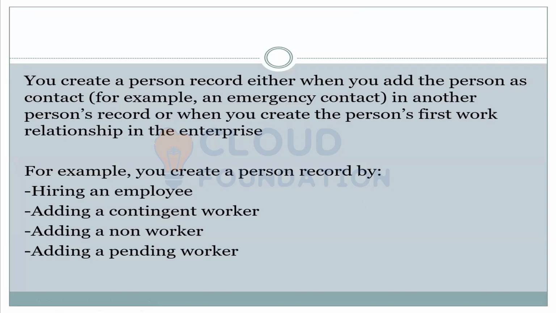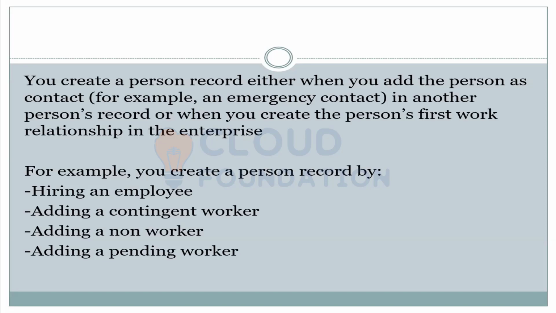You create a person record either when you add the person as a contact, for example, an emergency contact in another person's record, or when you create the person's first work relationship in the enterprise. For example, you create a person record by hiring an employee, adding a contingent worker, adding a non-worker, or adding a pending worker. So this is how you create a person record. A person record is adding the person's record in the system.